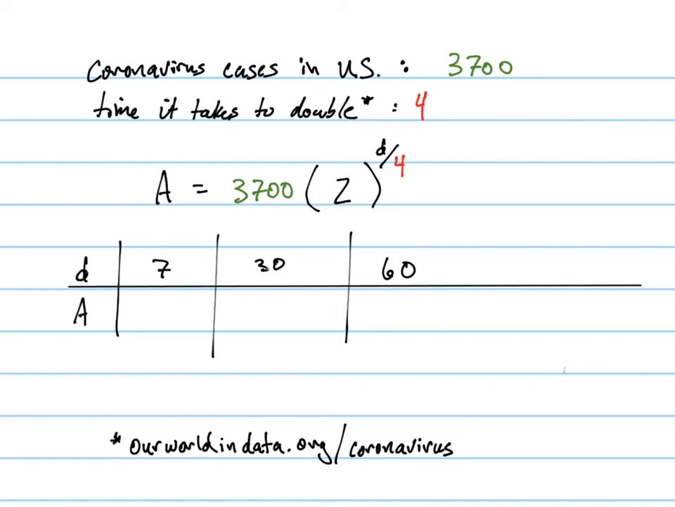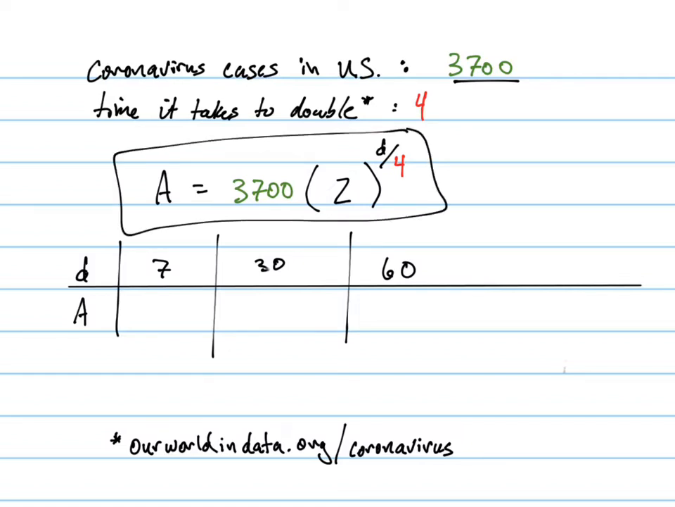The number of confirmed cases as of right now in the US, according to the TV that I'm watching right now, is 3,700 cases. And according to ourworldindata.org, the time it takes to double is 4 days. So here's your equation: A equals 3,700 times 2 to the power of days divided by 4, because it's doubling every 4 days. If you did that, after 1 week, you would have approximately 12,500 cases.